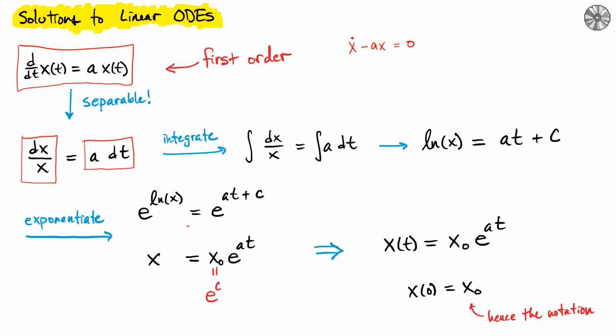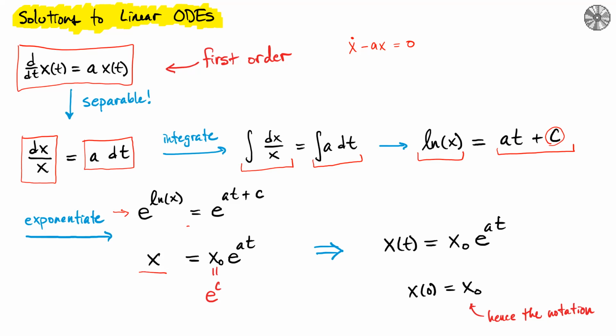And now we can just integrate both sides. And this integral, 1 over x, turns into the natural log, and this integral of the constant a just turns into at plus c. These are indefinite integrals, and so this constant allows us to capture both of the constants of integration. If we exponentiate both sides, like in this equation here, then the exponential and the natural log cancel, and so this leaves us just with x.